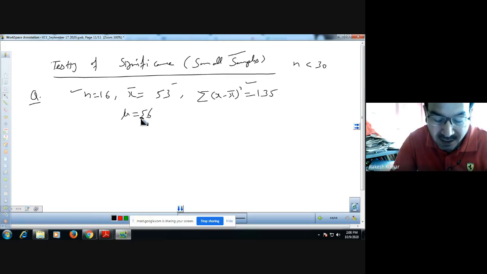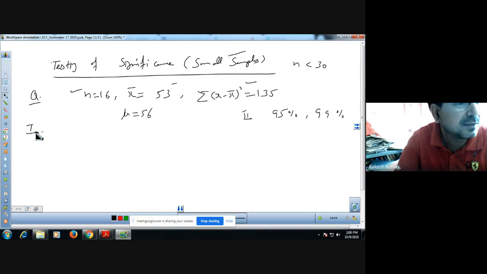This is our question. And the second part of the question is, we just need to obtain the 95% confidence limits and 99% confidence limits. So this is question number 1, and this will be part number 2 of this question.